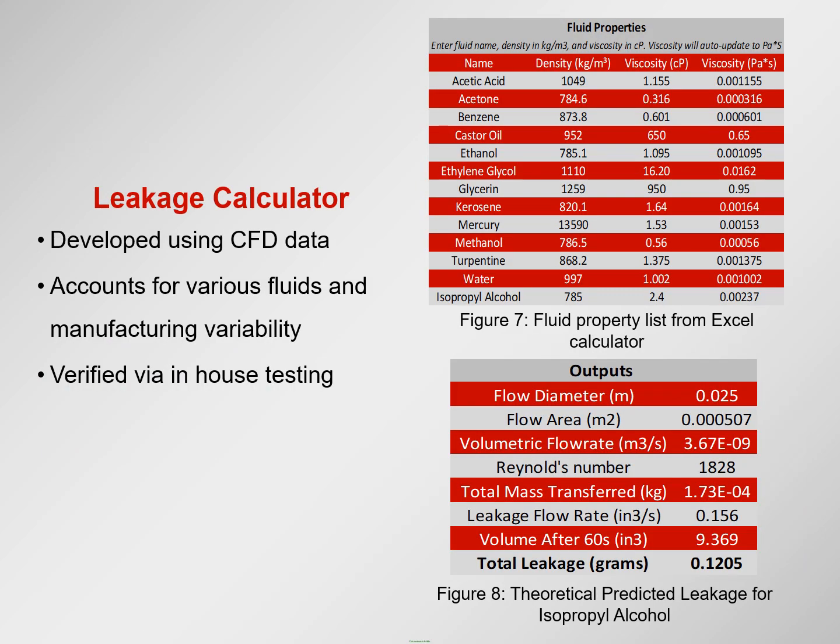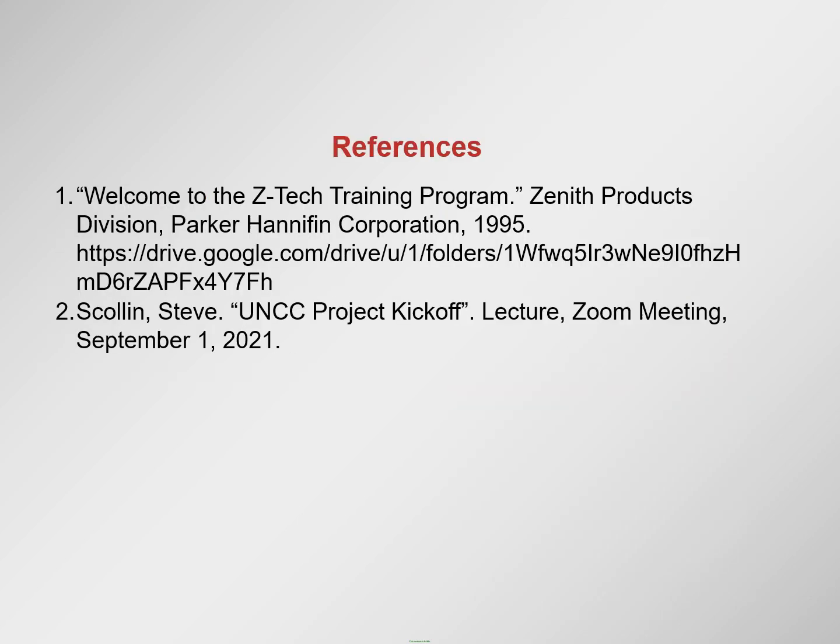One of our deliverables was a leakage calculator, which we developed using CFD data. It accounts for various fluids and manufacturing variability. As you can see in Figure 7, there is a list of different fluids. And we also used the in-house testing provided by Circor to verify our results. You can see in Figure 8 that we have different inputs that calculate the total leakage. And these are just our references that we used for our project.